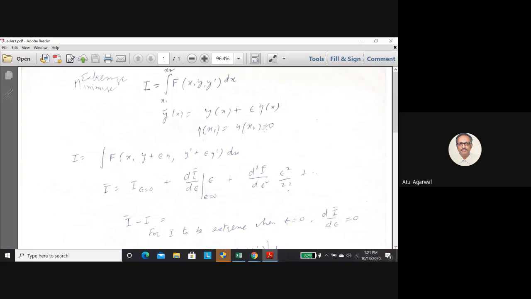Any problem, Samadhar? Vijendra Prasad, any issue with this?